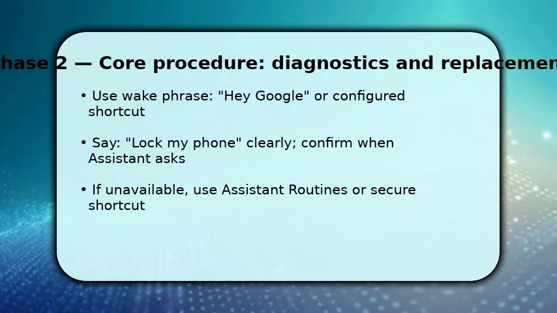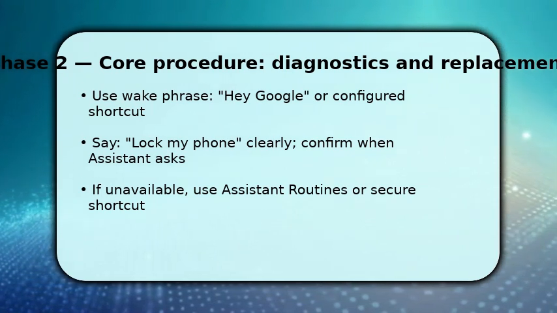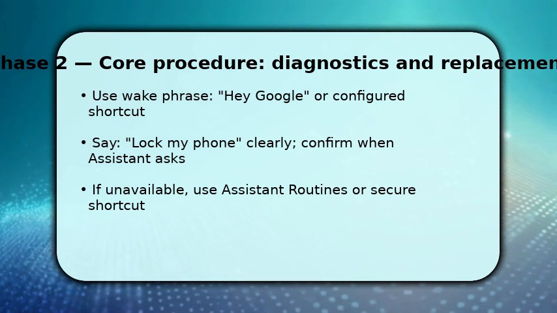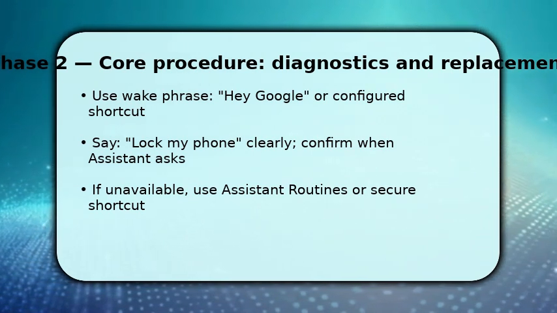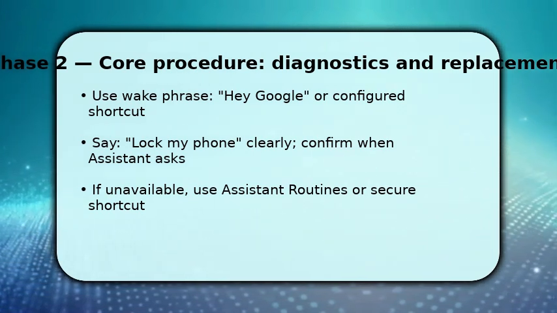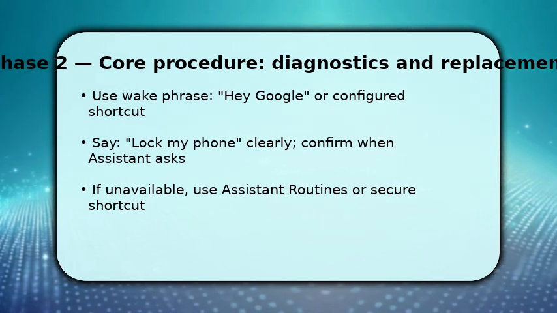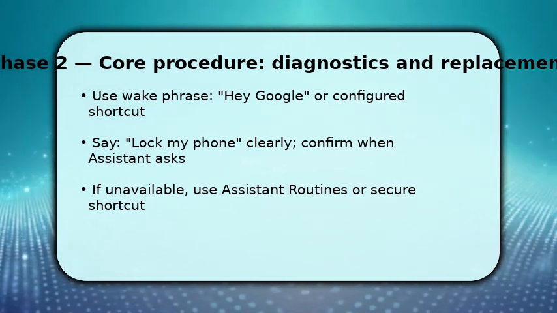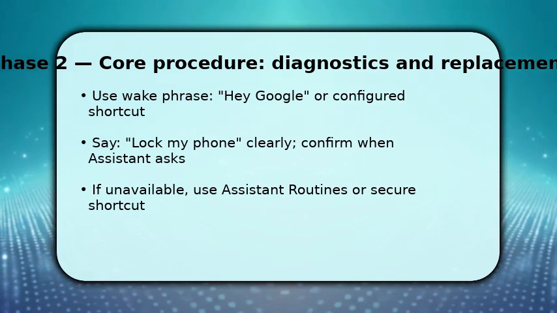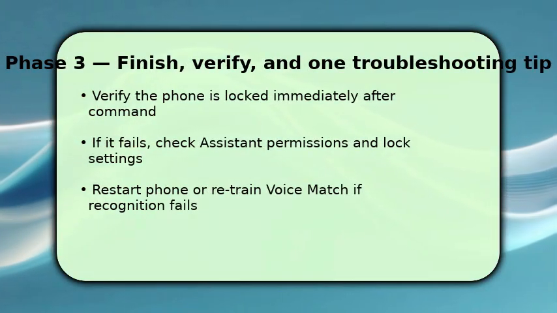This prevents accidental locks. For hands-free situations, set a trusted voice match or create a routine that includes the lock command. Make sure to speak calmly and close to the microphone for best recognition, because noisy environments can block successful command processing. You finish by confirming the phone is locked.